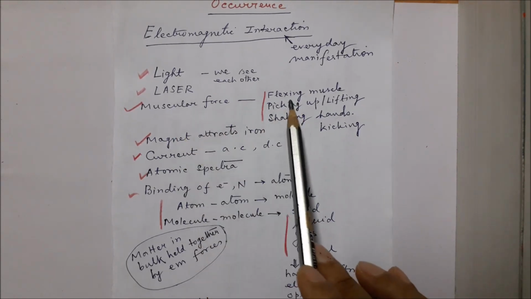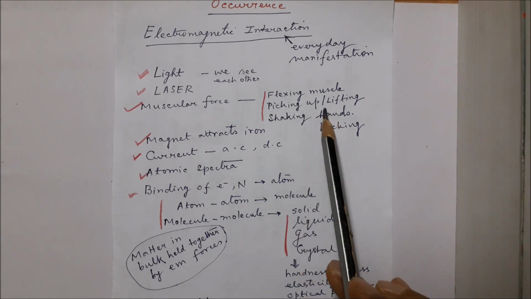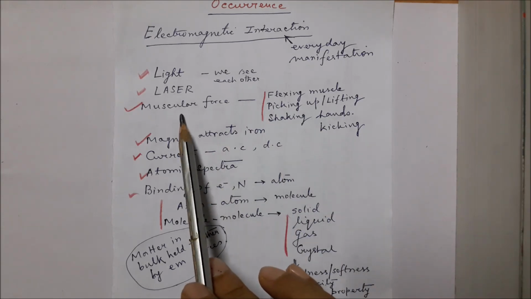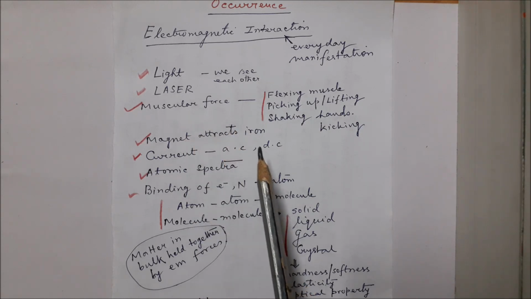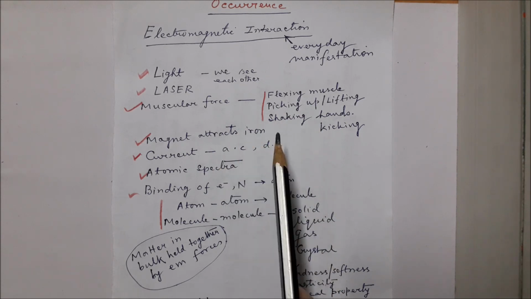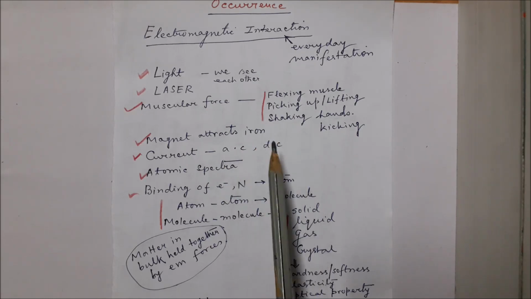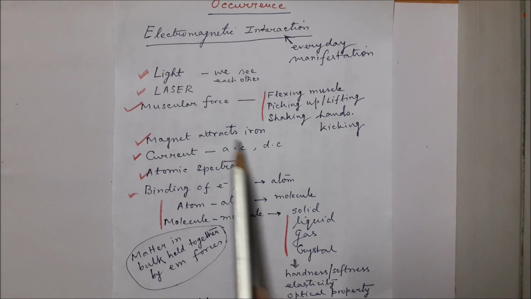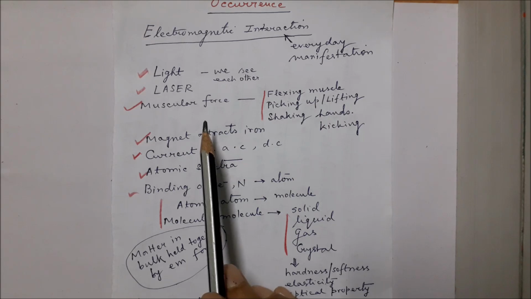When someone flexes muscles or shakes hands or picks up something or say kicks a football, muscles are contracting at the molecular level. It is the bonds that are being arranged and rearranged in a variety of ways. Again, bonding of molecules and atoms are due to electromagnetic forces. So all such activities of our body, the muscle forces and so on, are exhibitions of electromagnetic interaction.